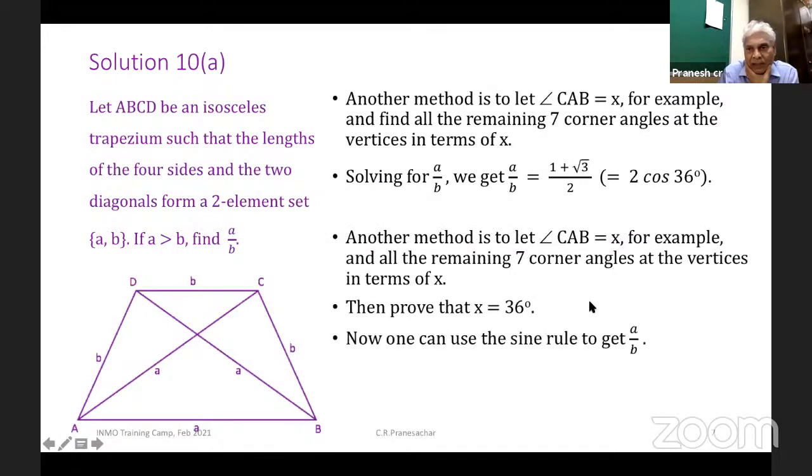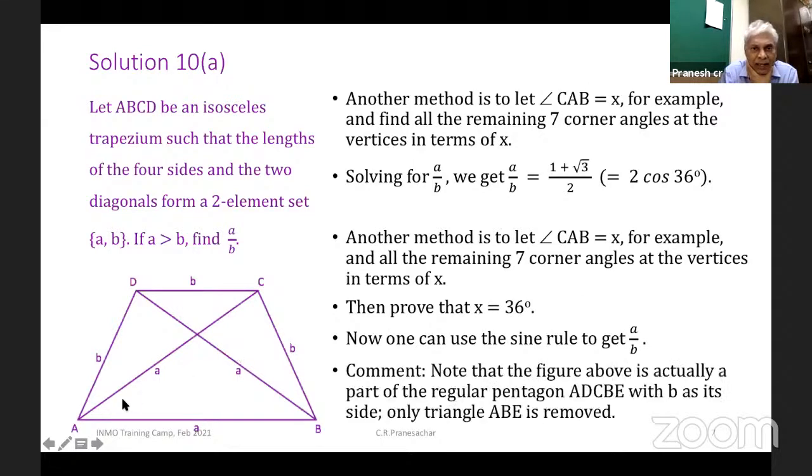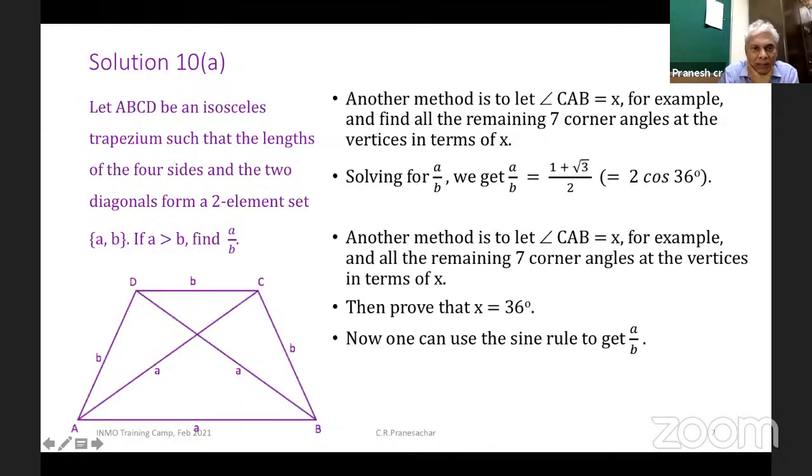Now one can use the sine rule to get a by b. How does one get a by b? a by sine of the complete angle is b by sine of this angle. So a by sine 72 will be b by sine 36. And if you find out a by b, it will be 2 cos 36. Is that clear?